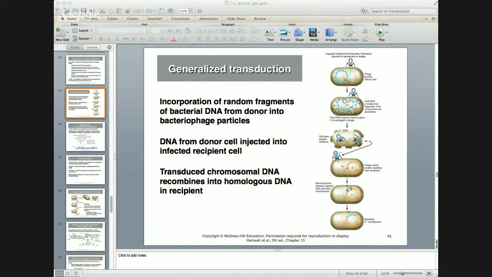That phage that contains bacterial chromosome could then transfer this donor DNA into a recipient, and thus you have another method of horizontal transfer from donor to recipient, but the transfer is mediated by a bacteriophage. So that's generalized transduction. You can use generalized transduction to map co-transduction frequencies, to map genes, to know how close they are together on a chromosome.